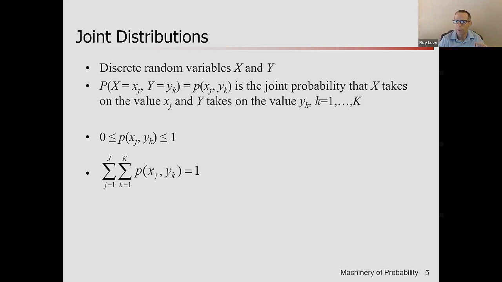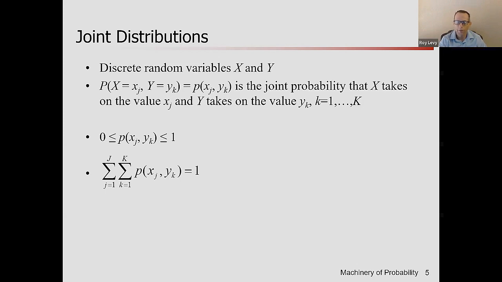If we read this expression here in the second bullet point, I read that as the probability that x takes on a particular value, xj, and y takes on a particular value, yk. The comma in between the x and the y can be read as the word "and." So it's the probability of this and this.